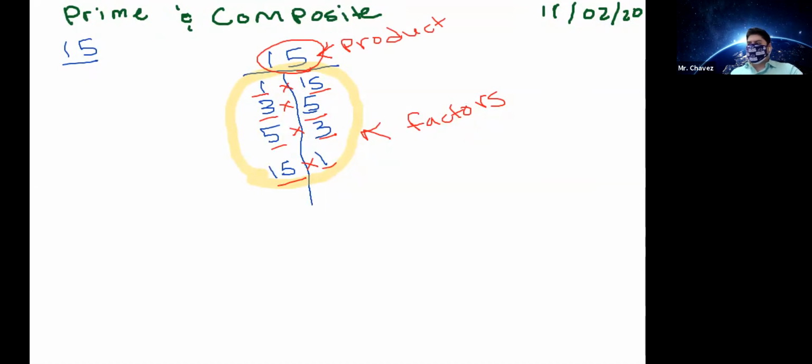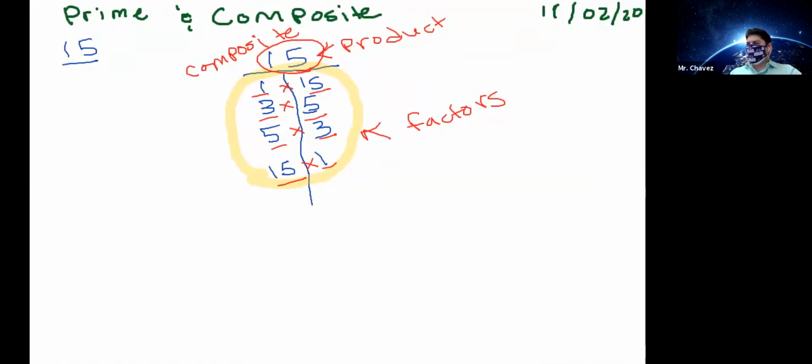Yeah. Yeah, sort of. So, you see how 15 is a composite number. It's a composite number, Dion, because look at all the other ways I can get 15. So many different ways I can get it.